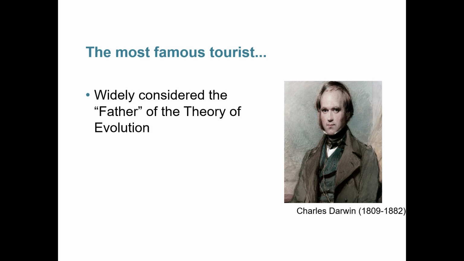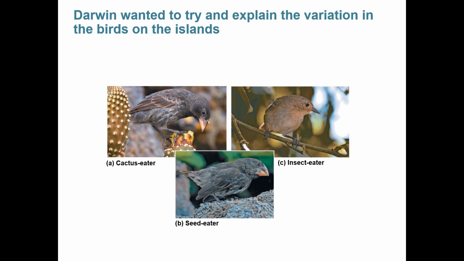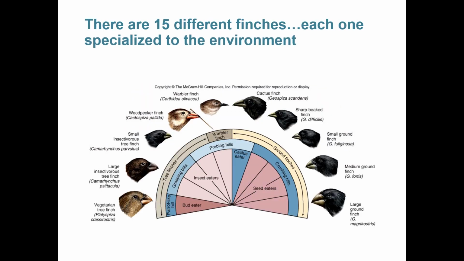While he was on the island, he noticed that there were a large number of finches, more than he had seen in any other location, and that they were very specific to the types of foods that they seemed to eat. Some of them had very thick bills for crushing seeds, some had very thin bills for eating insects, and others had very sharp bills for cutting things like cactus flowers. All in all, there were 15 different types of finches, and each one with a specialized environment.